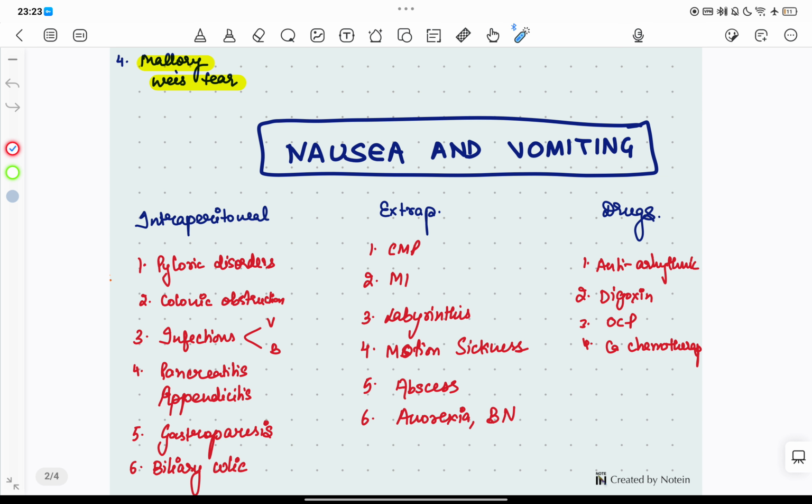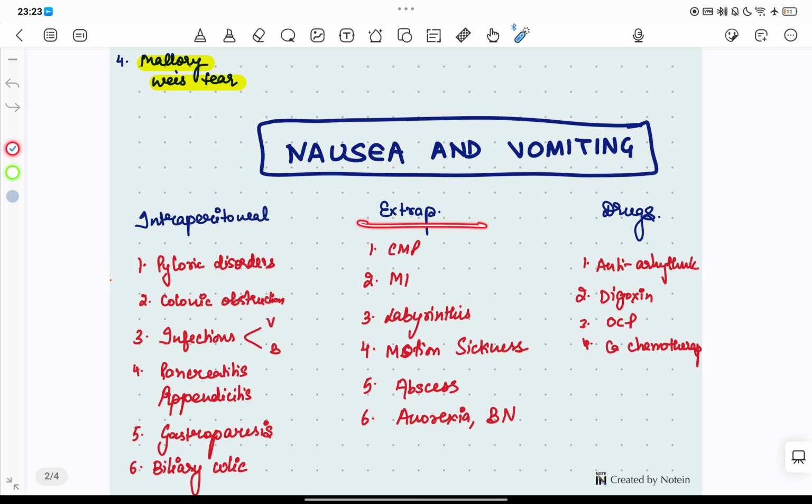So we'll see the causes. There are 3 types of causes: intraperitoneal, extraperitoneal, or because of drugs. Let's finish the drugs first. Antiarrhythmics, digoxin, OCPs, cancer chemotherapy drugs. There are other drugs, like antibiotics, and after that you can write about antidepressants. I have not mentioned all of them, so remember the major ones.